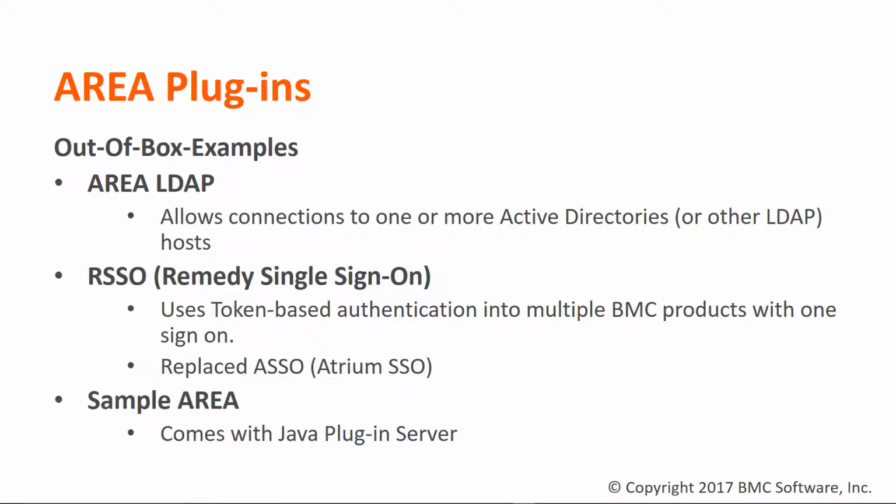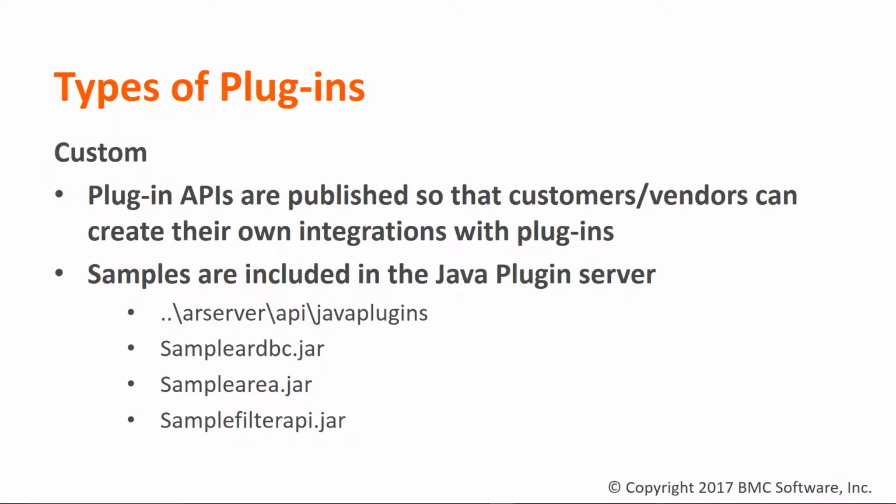We also provide a sample area plugin. So when you install the ARSystem, the Java plugin server comes with it, and the Java plugin server comes with several examples, and there is an example area plugin there that you can check into. Plugin APIs are published so that customers and vendors can create their own integrations with plugins. We also provide some examples. So wherever you have ARSystem installed, if you look in the ARServer API Java plugins directory, you'll notice there's a sample ARDBC, sample area, and sample filter API plugin available so that you can start writing your own plugin using a skeleton to begin with.